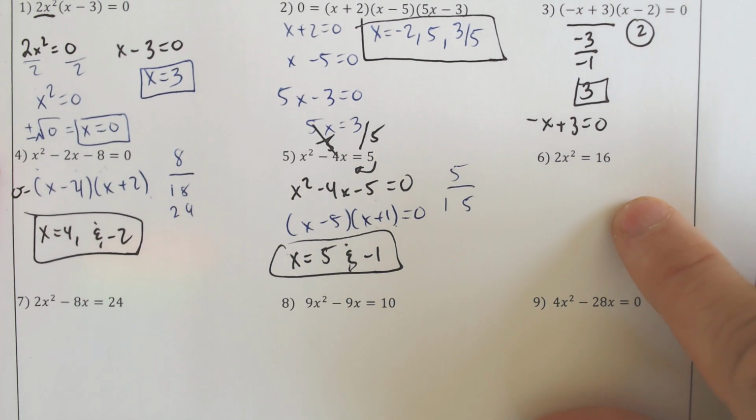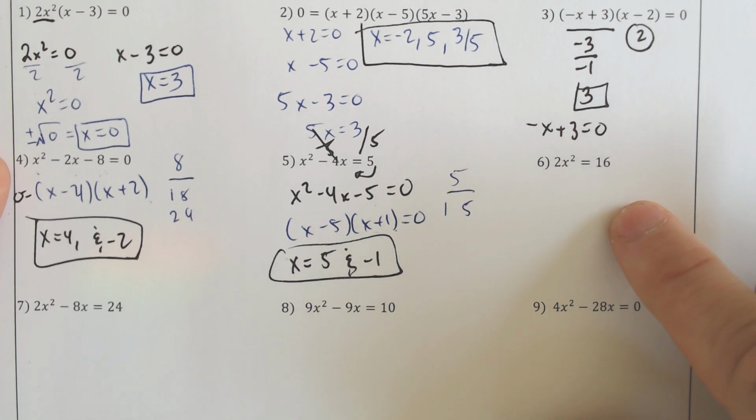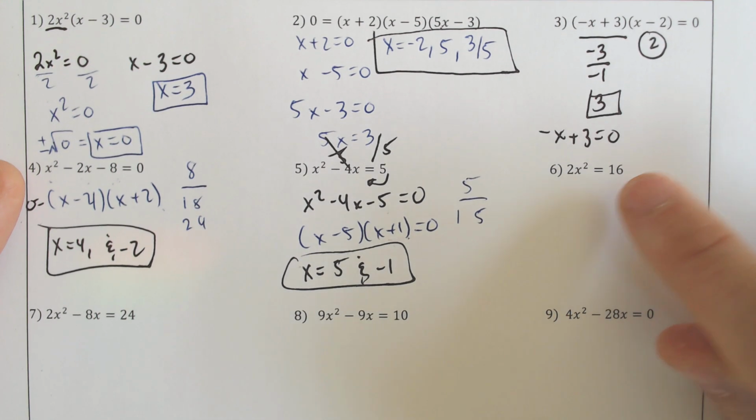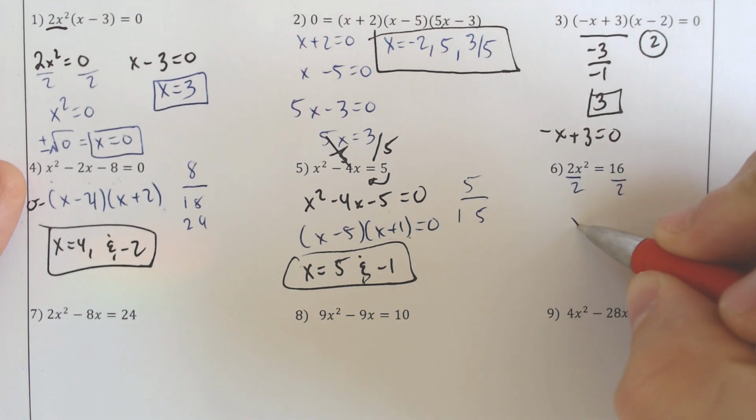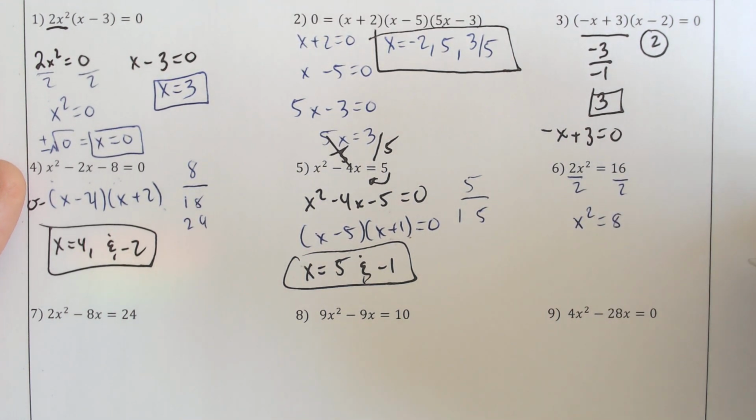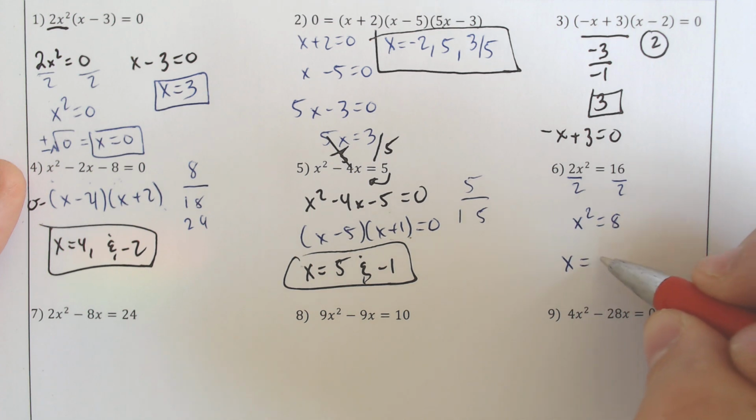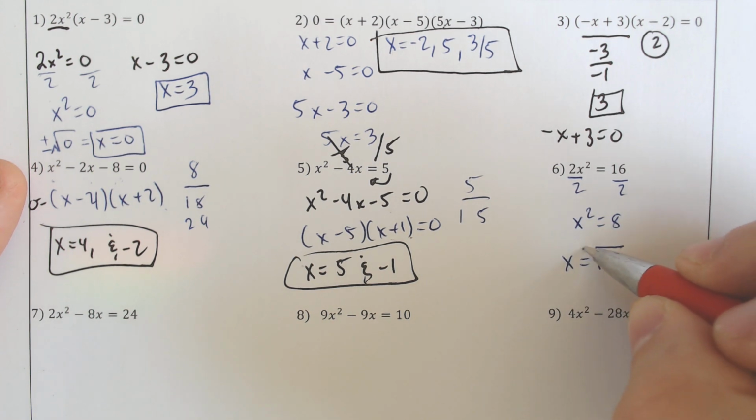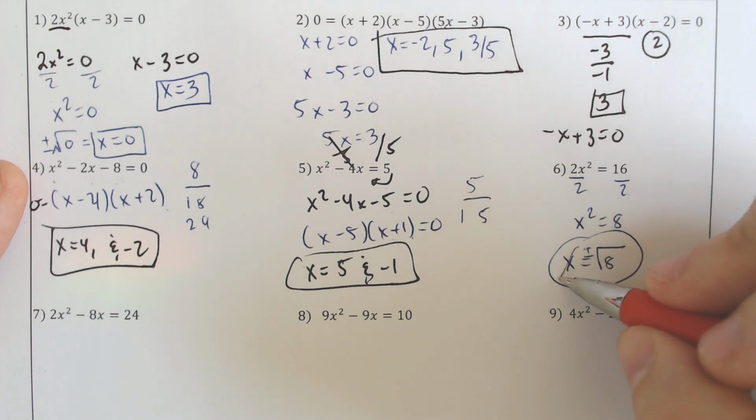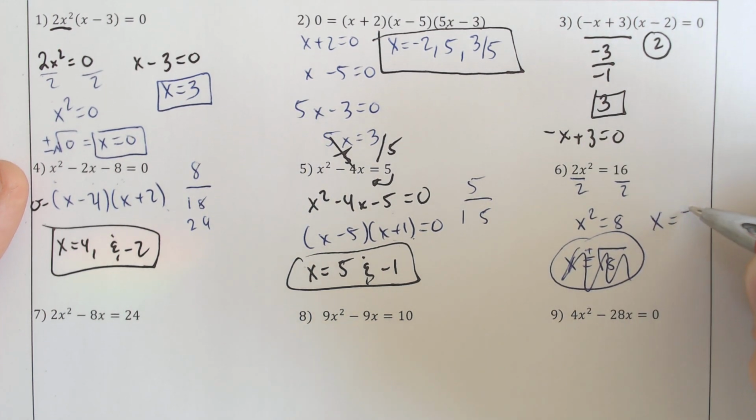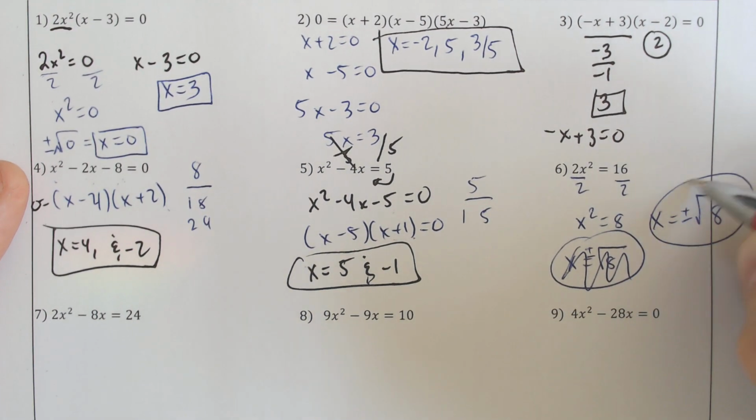All right, number 6. This one, you have 2 options. You can factor it, yes. You can also recognize that you only have an x squared. If you only have an x squared, you are welcome to divide by 2 and get x squared is equal to 8. And then, if you square root it, you would have plus or minus the square root of 8. Do not forget the plus or minus, which it looks like I almost did, so I'm going to rewrite it. x equals plus or minus the square root of 8.